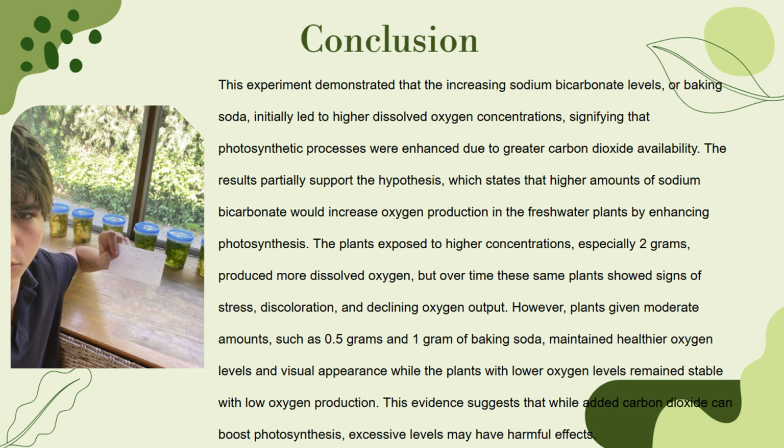The results partially support the hypothesis, which states that the higher amounts of sodium bicarbonate would increase oxygen production by enhancing photosynthesis. The plants with 2 grams of baking soda produced more dissolved oxygen, but quickly decayed and showed signs of stress. However, plants given moderate amounts of baking soda, such as 0.5 and 1 gram, maintained healthier and more consistent levels of dissolved oxygen and still kept a strong physical appearance. This suggests that while adding carbon dioxide may boost photosynthesis, excessive levels may be harmful.